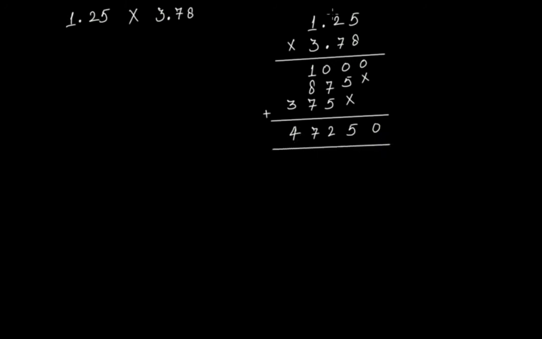Okay, look at this decimal point. How many digits do we have to the right of this decimal point? 1 and 2, 2 digits in this case. How many digits do we have to the right of this decimal point? 1 and 2 again. So total 4 digits, starting from here, 1, 2, 3 and 4. Just before the 4th digit, place your decimal here. So 4.7250 will be the answer.